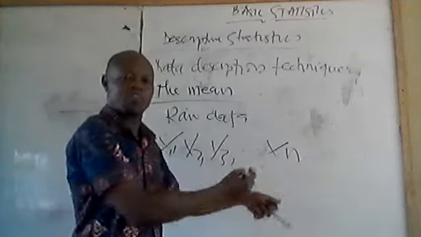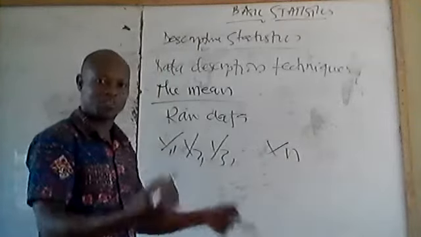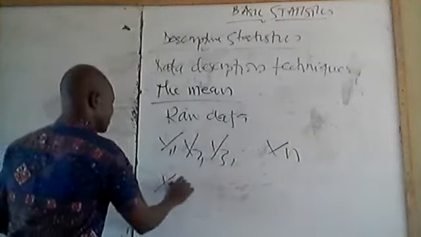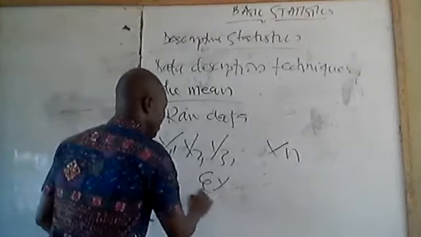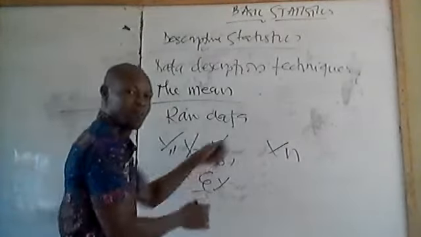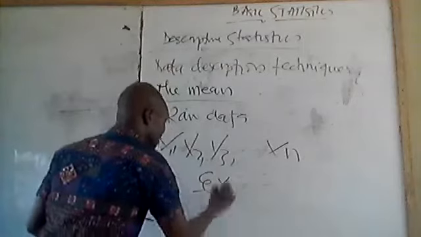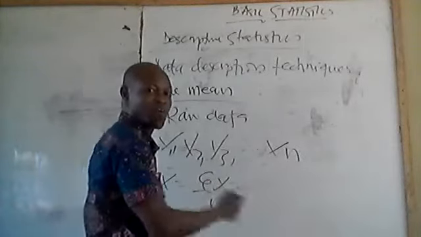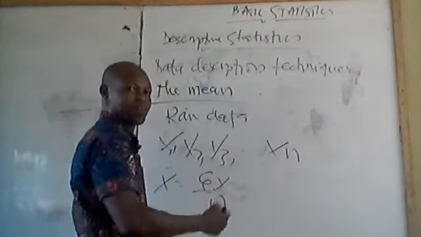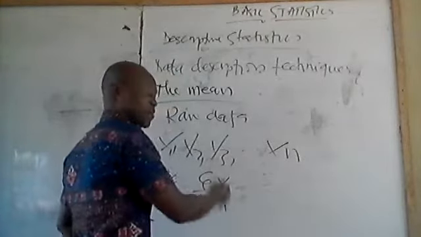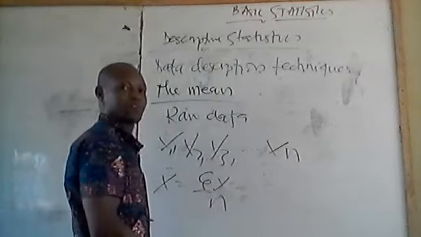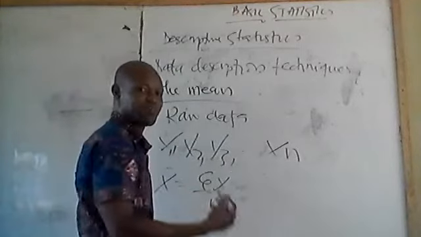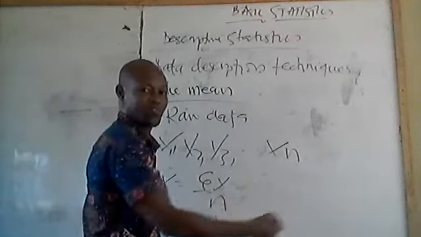So to calculate the mean for this raw data, we say the mean, x bar, is given as the summation of x, that is the summation of all the numbers that occur, divided by the total number of numbers in that data set. So we take the sum of all the numbers given in that data set, divided by the number of those numbers, and that will give us the mean for that particular set of data.